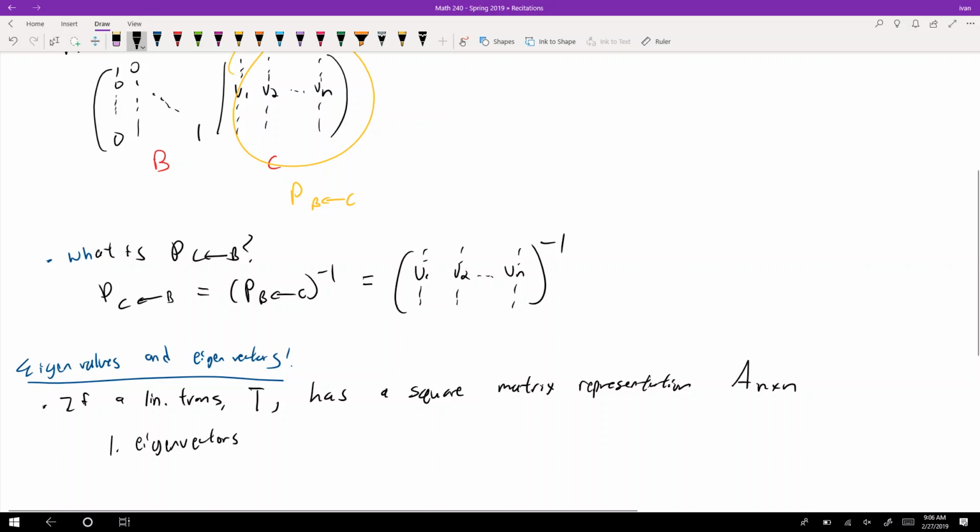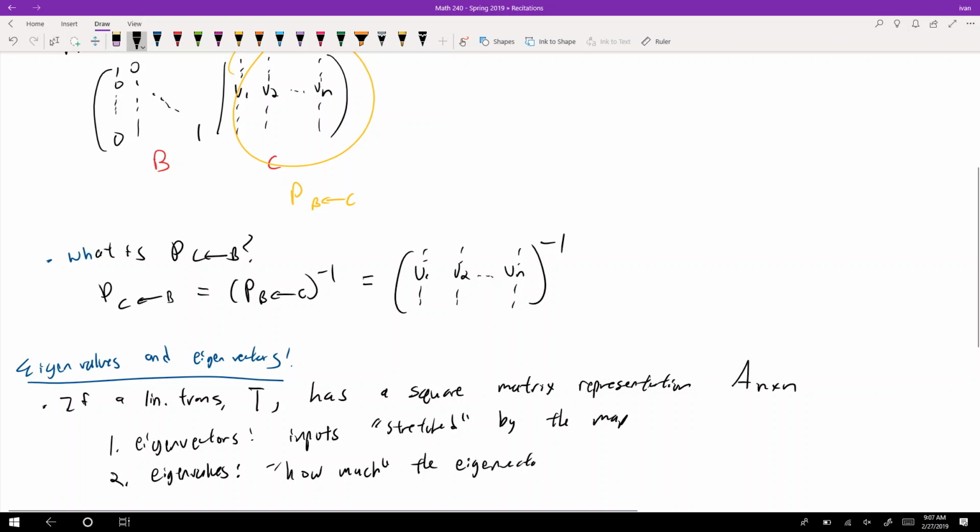The eigenvectors are going to be the inputs that are stretched by the map, and the eigenvalues are going to be how much the eigenvectors are stretched. So the eigenvectors are stretched by the map, and eigenvalues tell you how much they're stretched.